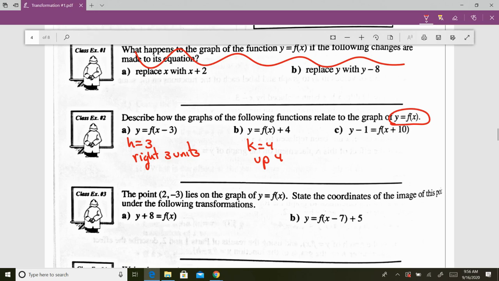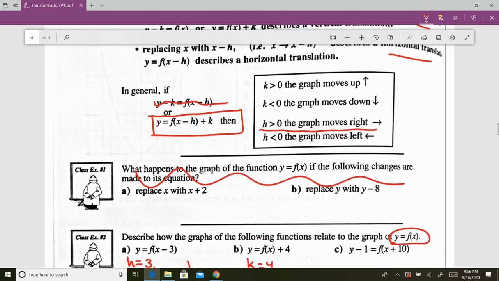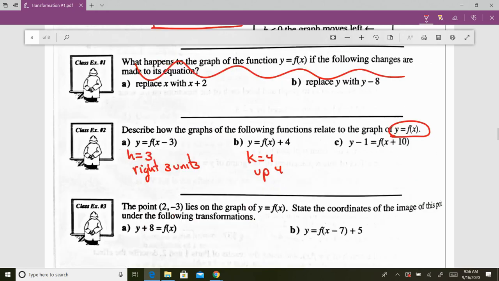All right, C. What's wrong with the way C is written? What do I not like about the way C is written? The 1 is on the wrong side. We always want it to be y equals. We want it to match this equation. Y equals blah, blah, blah, blah. Okay? So move the 1 over.